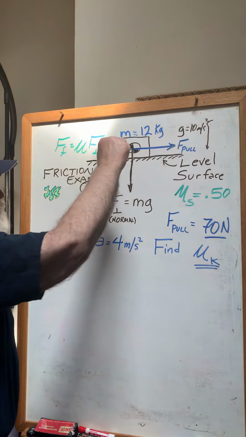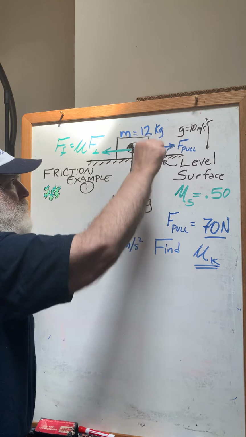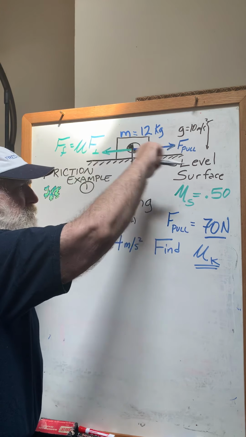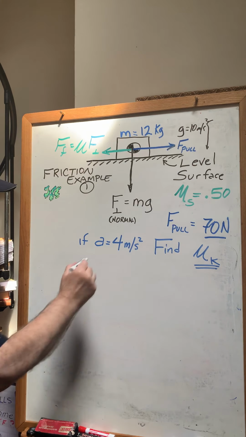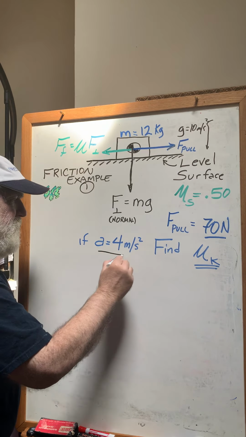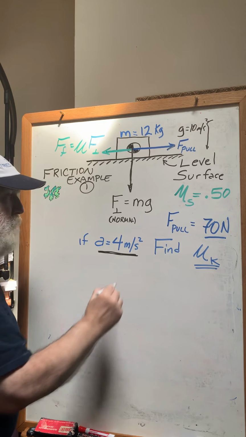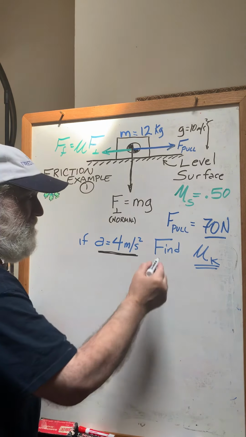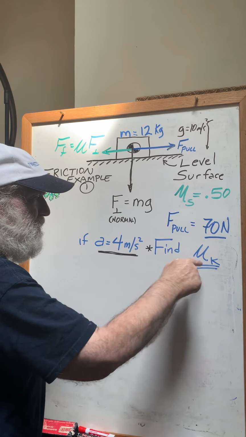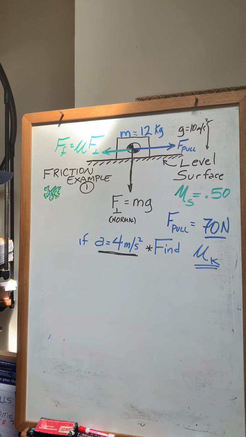But I have told you that I am pulling this 12 kilogram mass, or attempting to pull it to the right, with 70 newtons of force. And I find that it accelerates. So there probably is motion because it's accelerating. So we want you to find the kinetic coefficient of friction.